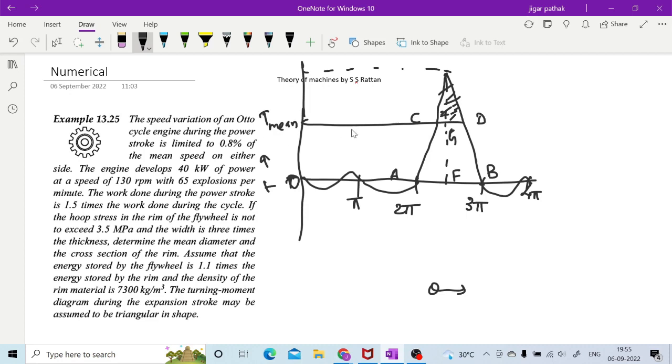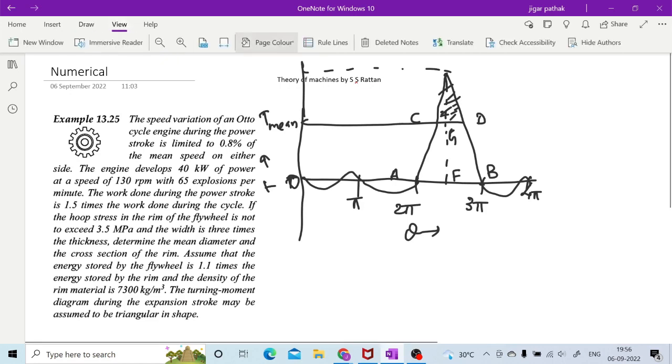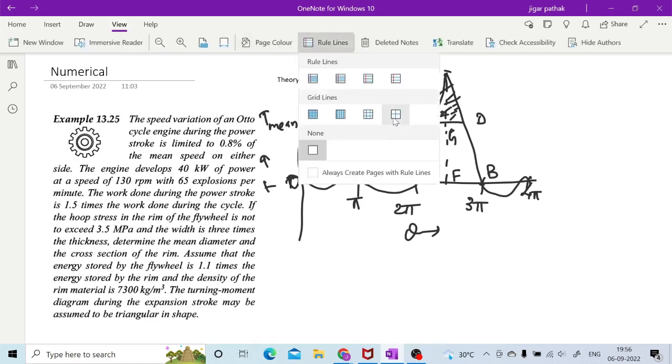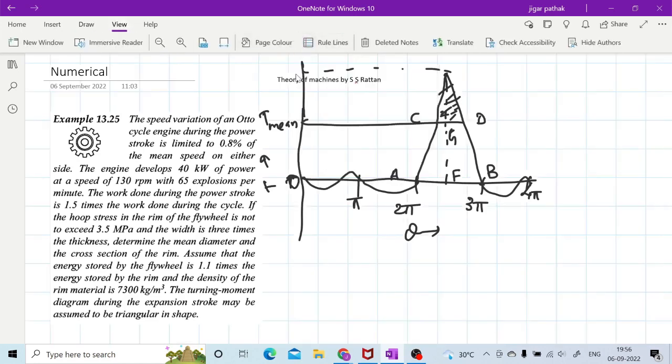So yes, now what we need to do is, as you know, one second, let me shift this also. This is theta, right? Now again let us go with ruled lines. Sorry.